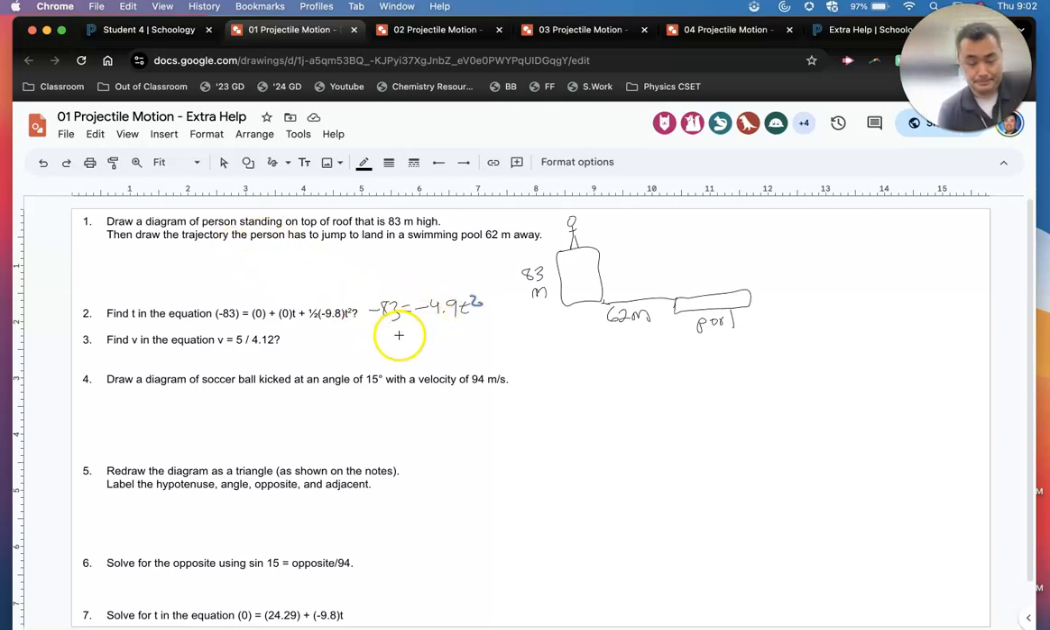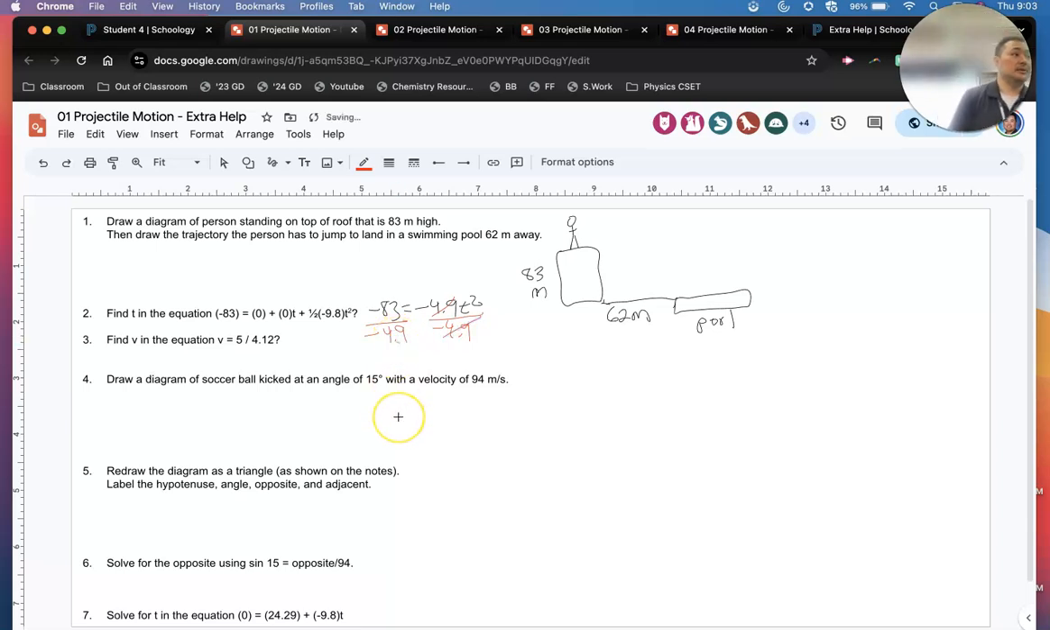Shauna, what's next? Before that. Divide what? Okay, everyone do that next. Negative 4.9 to both sides. And Shauna, tell me, why do we do that? Trying to get t by itself. If the numerator is the same as the denominator, we can cancel out. And now we will divide negative 83 by negative 4.9.